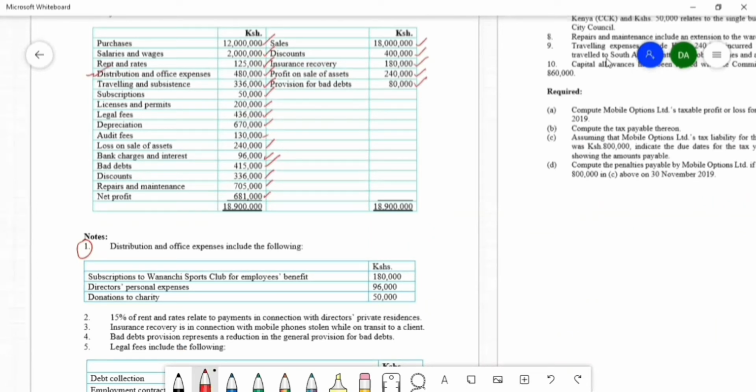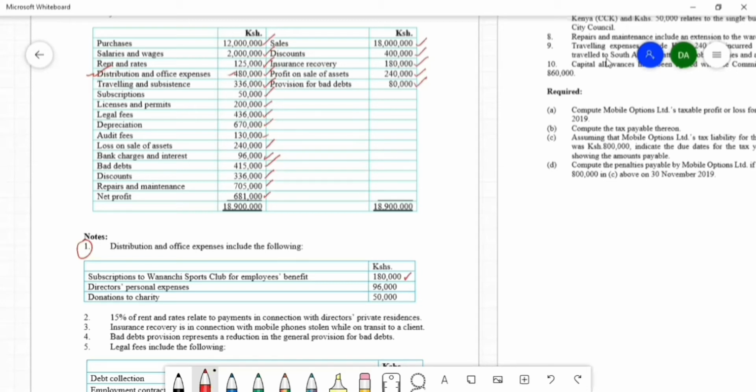Now that figure, which is 480,000, includes these expenses within it. One being subscriptions to Wananchi Sports Club for employees' benefits. Subscriptions to clubs for employees' benefits are allowable expenses. And therefore, there is no action that we should take against it because it has already been subtracted within the 480,000. We don't need to add it back because it has already been subtracted.